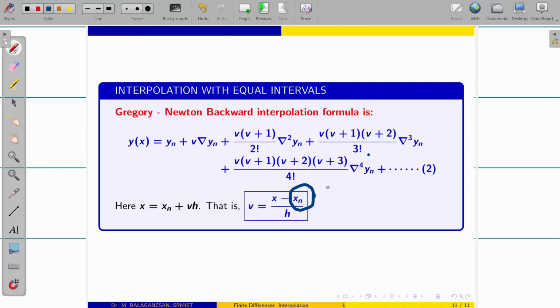In the upcoming video, we are going to solve some related problems on interpolation with equal intervals. I think this video will help you understand the concept of finite differences and the basic concept of interpolation and extrapolation.